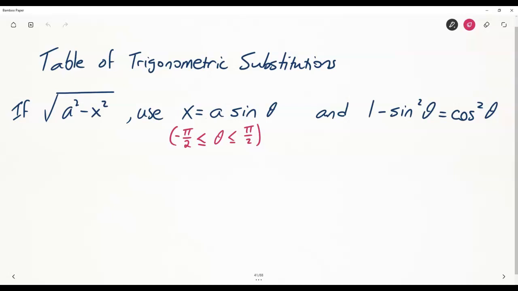Oh, and notice what I've got written in red right there: theta equal to negative pi over 2 to pi over 2. Remember, this is quadrants 4 and 1. That's where inverse sine is defined.